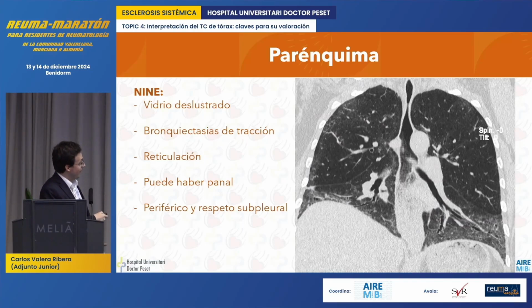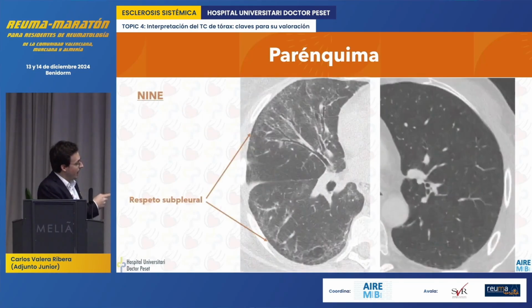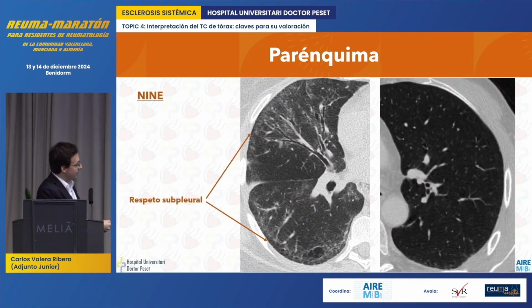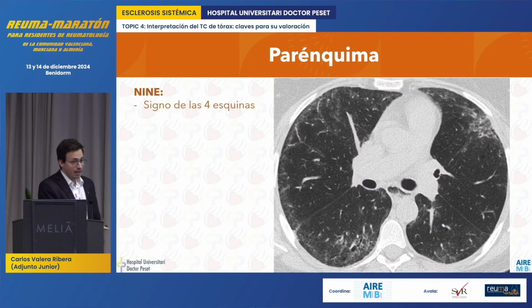especially the ground glass opacity, but also traction bronchiectasis, reticulation, and there can be honeycombing, although honeycombing is more characteristic of UIP, which is more associated with rheumatoid type patterns. Also, a typical feature of NSIP is subpleural sparing and predominantly peripheral involvement. So, as I was saying, you can see in this image here how the area that is in direct contact with the pleura is spared. Additionally, another characteristic feature of patterns associated with autoimmune diseases is the four corners sign, which refers to involvement of the lower part of the upper lobes and the upper part of the lower lobes.